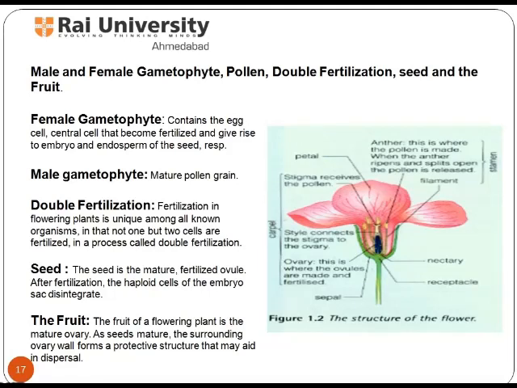The 8 embryo sac cells differentiate into 2 synergids, 3 antipodal cells, 2 fused endosperm nuclei, and an egg cell. The female gametophyte contains the egg cell and the central cell, which become fertilized and give rise to the embryo and endosperm of the seed respectively. The mature embryo sac is situated at the outer opening, the micropyle, of the ovule, ready to receive the sperm cells delivered by the male gametophyte, which is the mature pollen grain.